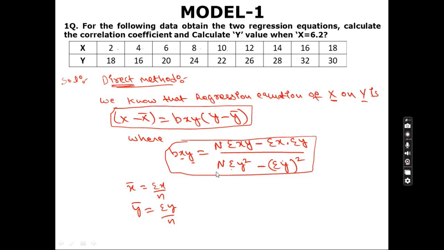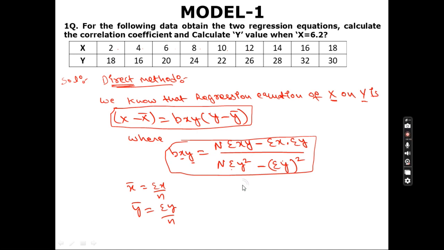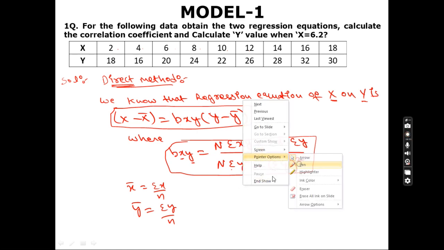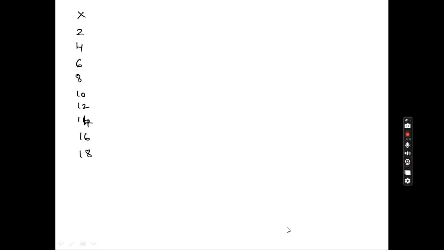Come to the previous slide. You will ask, sir, what is the meaning of n here? I'm taking the pen option here. n is nothing but the total number of observations, that is, how many values are given. So 1, 2, 3, 4, 5, 6, 7, 8, 9. The x values are 9, so obviously y also will be 9. So n is equal to 9. Remember this point.